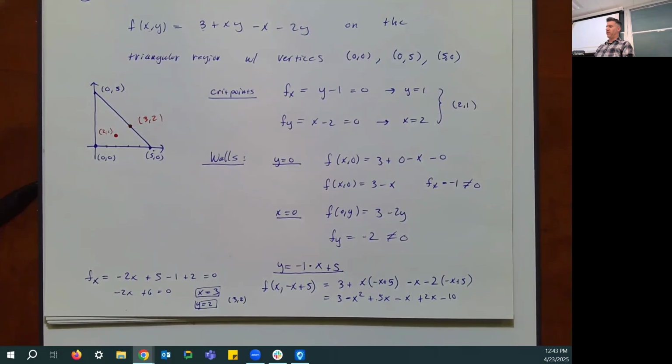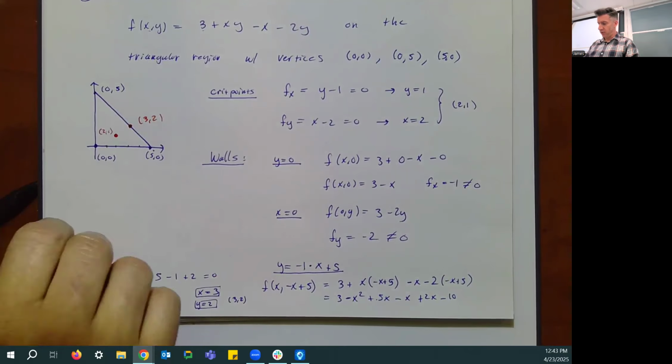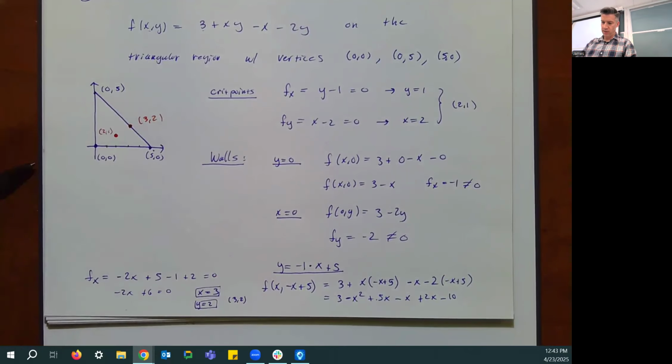How many critical points do we have to test here? How many? Show me on your fingers. Yeah, we have 5: 3 corners and the 2 red ones we just found. So we're going to plug all those into the original function once again. Let's do that.